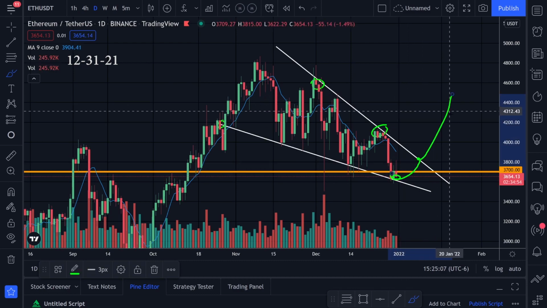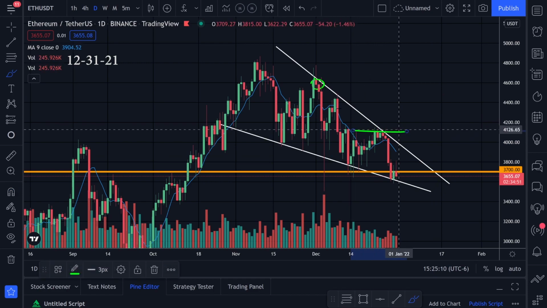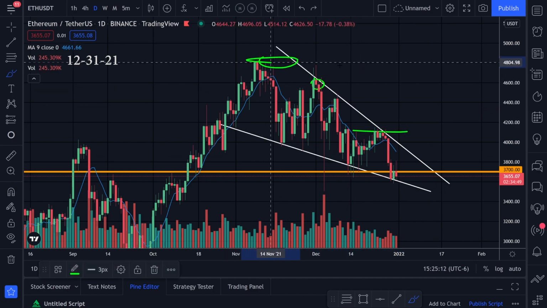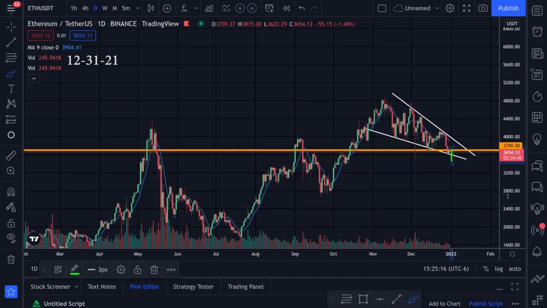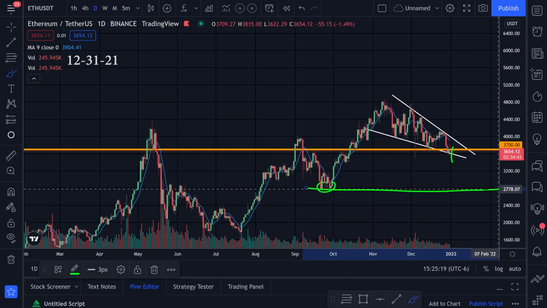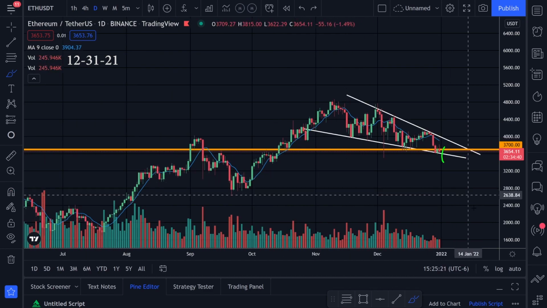What I'm wondering is, can we hold support and get a bounce up and then break through this trend line right here? Then we can start targeting these previous resistance levels, ultimately targeting the top of the wedge. Or are we going to break to the bottom and have to start looking at previous support levels or Fibonacci retracement levels?